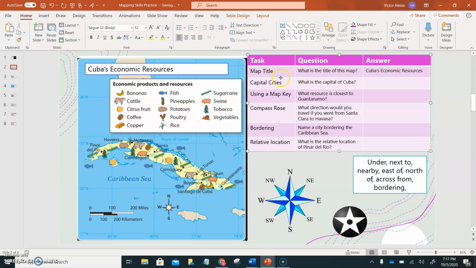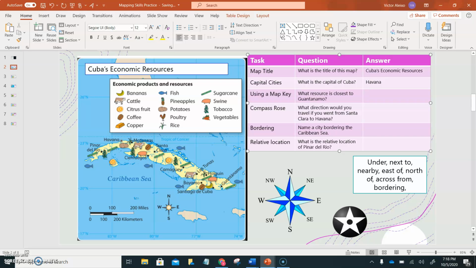The second task is capital cities. The way to identify a capital city on a map is there'll be a star with a circle around it. So what is the capital of Cuba? Normal cities will have just a dot, but the capital will have a star with a circle around it, and it's right here. It's Havana. So the capital of Cuba is Havana.